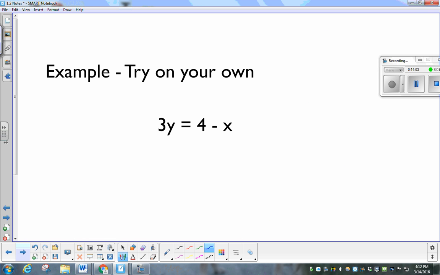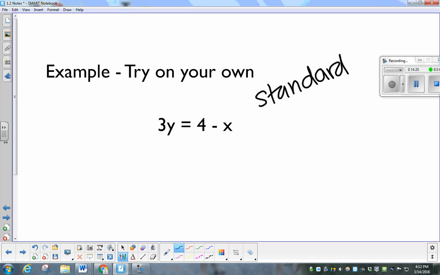All right, so try this one on your own. Pause the video for a second. Try this one and then come back. You probably only need 2 minutes for this one. Try getting this in standard form. So I want you to put this in standard form and then come back and check the video to see if you did it correctly.